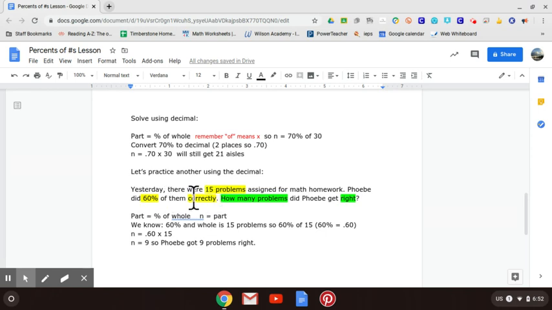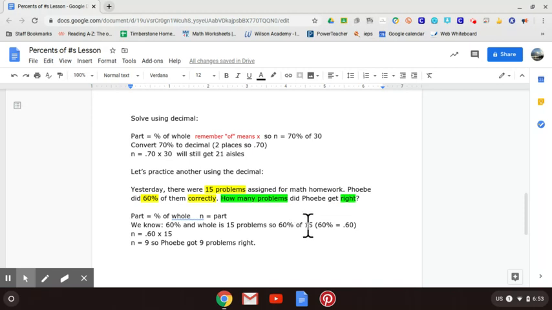Okay, so again, if you didn't have this done in our class, it'd be okay. You just have here, and what I want to know is how many problems, so I'm looking for a number of problems, right, that you got right. So on this one, I'm going to do the part is equal to the percent of the whole. And my N is going to stand for my part. So my whole is 15, right? And that's what I kind of put here. I'm looking for my percent is 60, and they told me that. My whole is 15 problems.